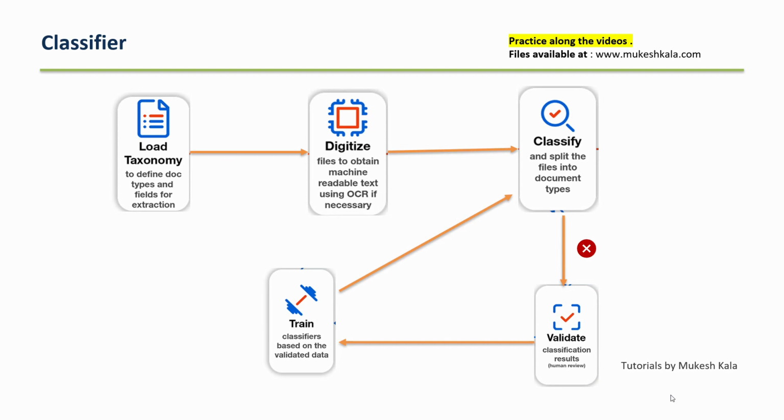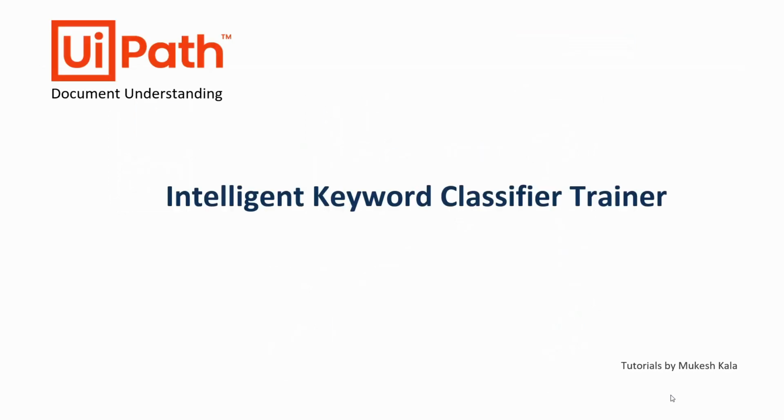So basically the idea for today's video is, in case the confidence level of the classifier with the intelligent keyword classifier is low, how do we train that classifier? That is the topic for this video, where we are going to see the intelligent keyword classifier trainer and how I can utilize it in document understanding.